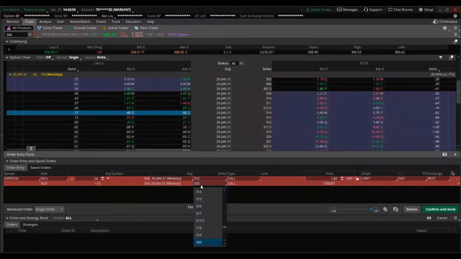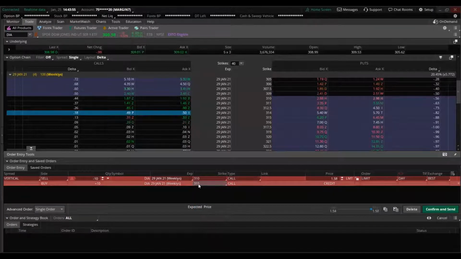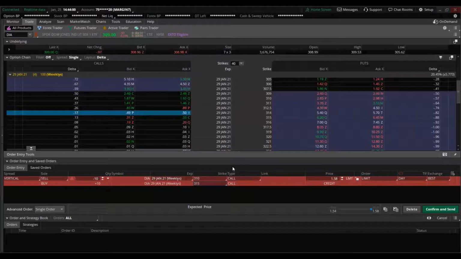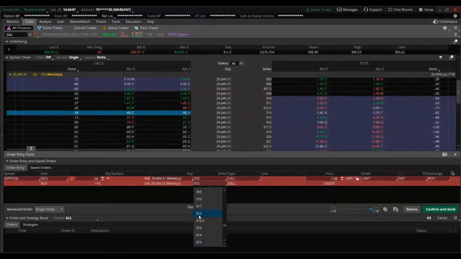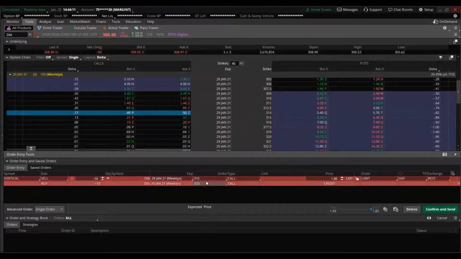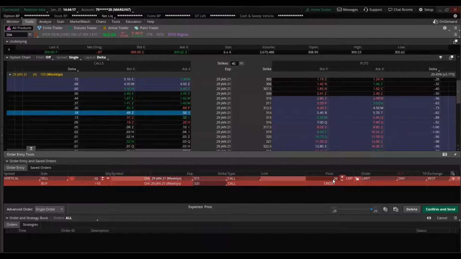Maybe I want to reduce this risk as well, and maybe just do the, so now I'm only 5 wide, 310, 315, 5 wide, collecting less money. But I've still got that 310. That's real close. So maybe I want to do even lower risk. Bump this up to 320, back to 315 again. Collect $29.